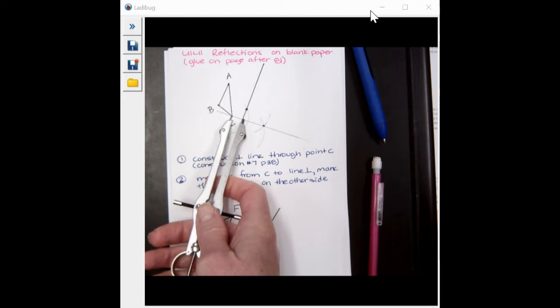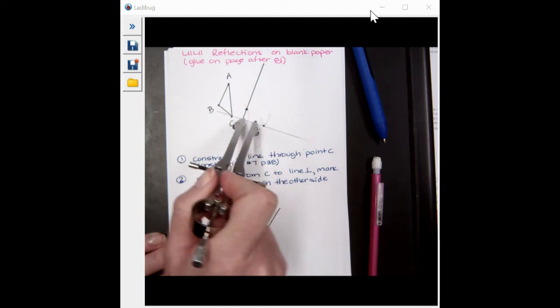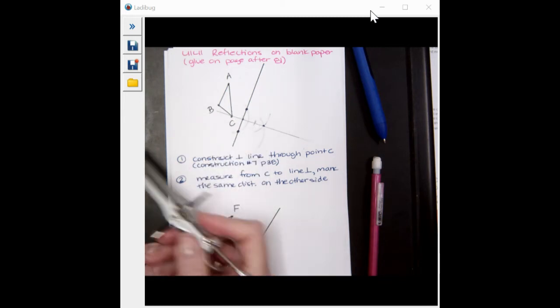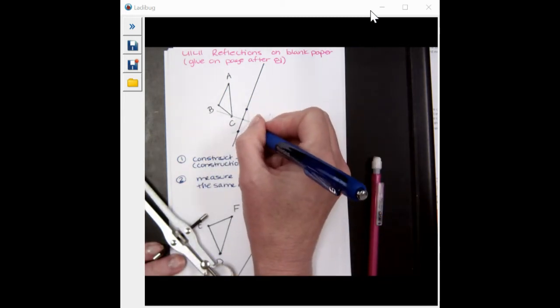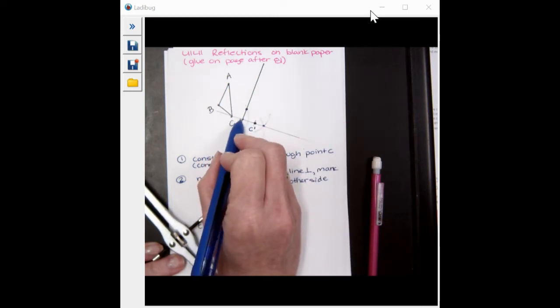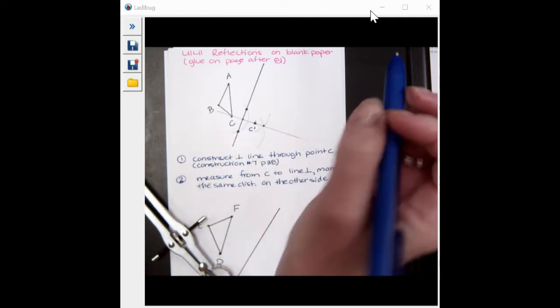So C prime should be that same distance on the other side of my line of reflection. So on the other side, I'm going to mark that distance, and this is where my C prime will be. So C prime is this distance on the left. I'm sorry, C is this distance on the left. C prime is that same distance on the right.